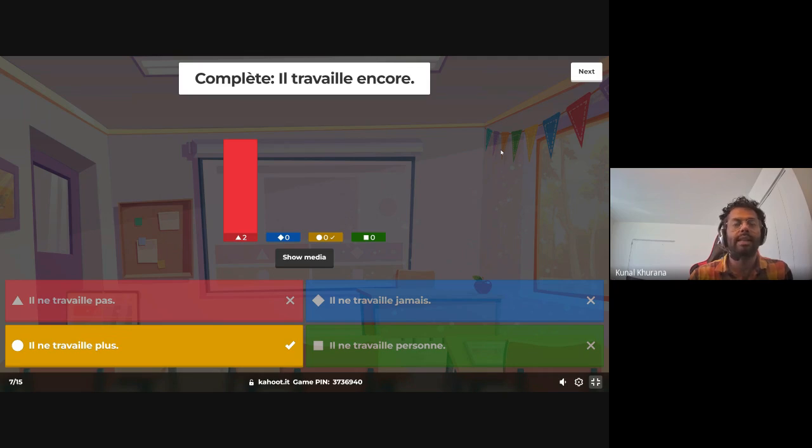If you say il ne travaille pas, it means that he didn't work before as well. So if you say il ne travaille plus, that means he was working before, but he stopped working or he finished his work. So if the question was il travaille, then it would have been il ne travaille pas. Since the question is il travaille encore, he works still, the response will be il ne travaille plus. Jamais means, so il ne travaille jamais means he never worked, never works. That's not the case. And il ne travaille personne, so it doesn't fit here as well.